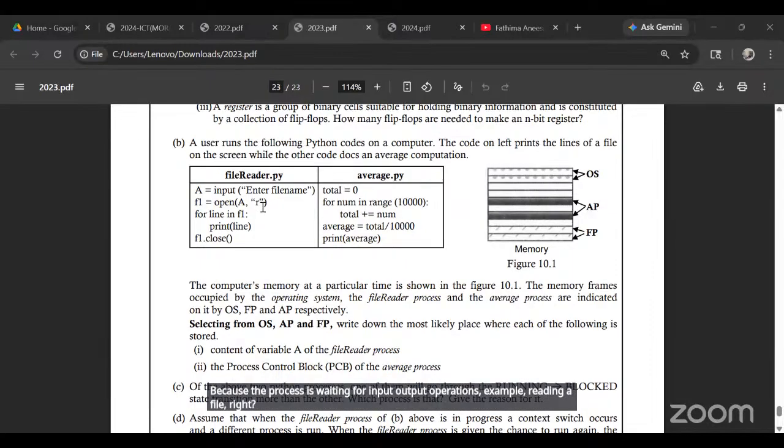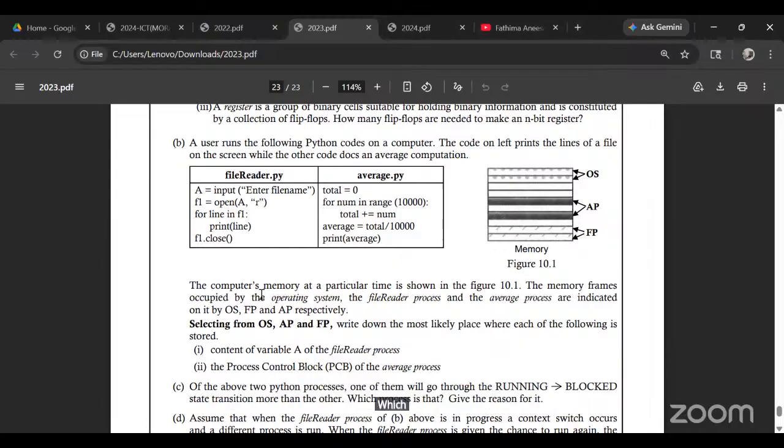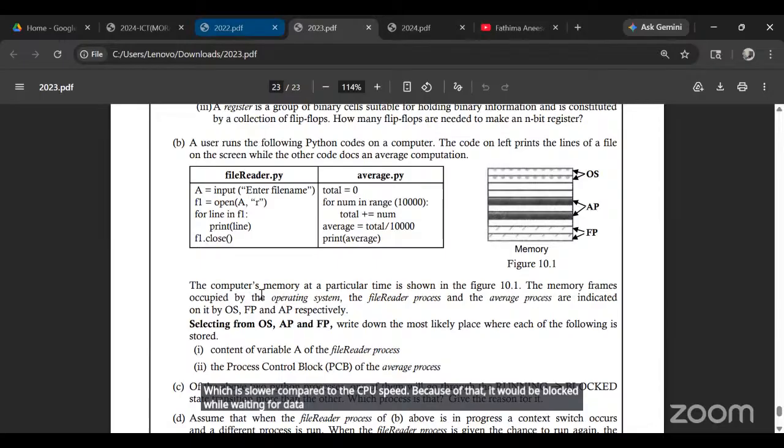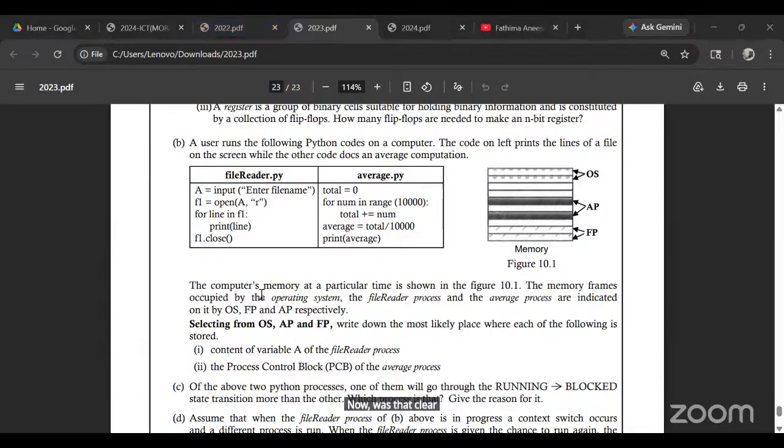See input, R is what? Reading, which is slow compared to the CPU speed. Because of that, it would be blocked while waiting for data from the disk. Now was that clear? Ajmal, Mushrifa, Harishni, all clear?